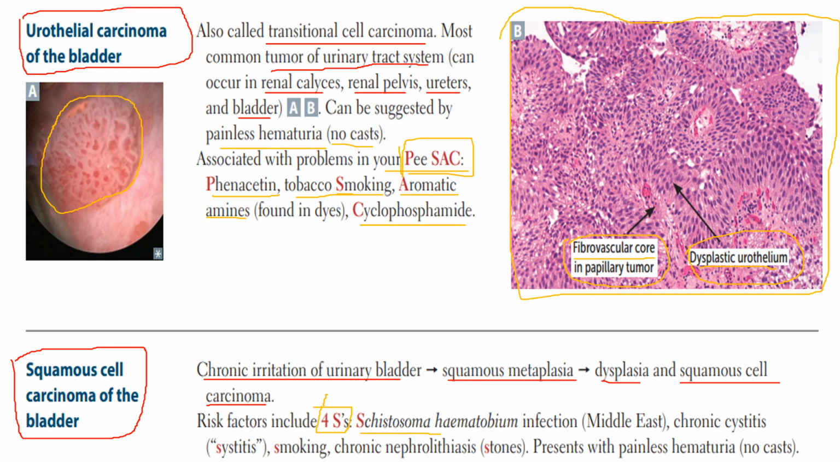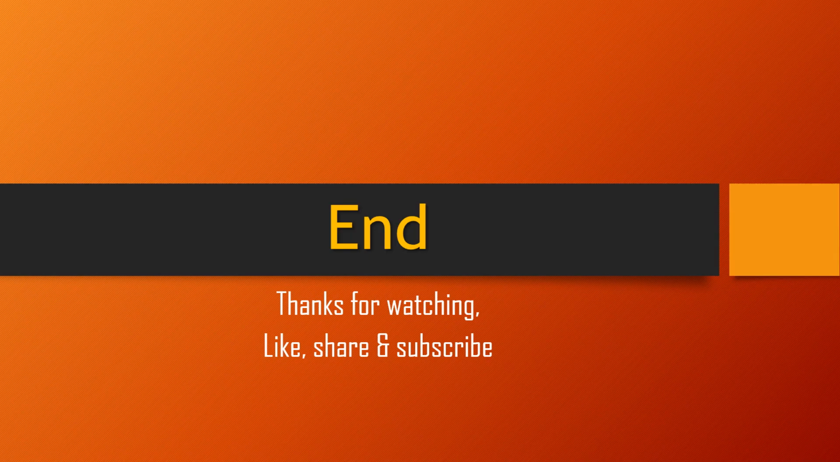Schistosoma haematobium infection in the Middle East, chronic cystitis, as you can see here. So first one is the Schistosoma, second one is the cystitis. Third one is the smoking. And the fourth one is the chronic nephrolithiasis, which is also known as stone. So the fourth one is the stone. It presents with a painless hematuria with no casts. Please remember. Here we end with the pathology of the urinary system.